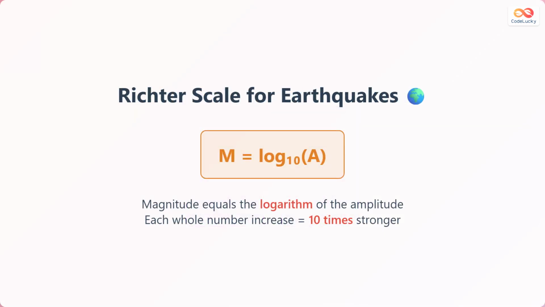The Richter scale is used to measure the magnitude of earthquakes. The formula is m equals log base 10 of a, where m stands for magnitude and a for amplitude. Each whole number increase on the Richter scale represents an earthquake that is 10 times stronger.